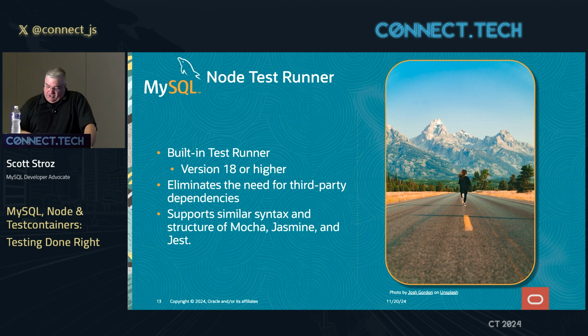So for the demo that I'm going to show, I'm actually using the built-in Node test runner. For those of you who don't know, Node actually has a built-in test runner right now. It's been there since 18, but it matured in 20. It eliminates the need for third-party dependencies, and it supports syntax similar to Mocha, Jasmine, and Jest.